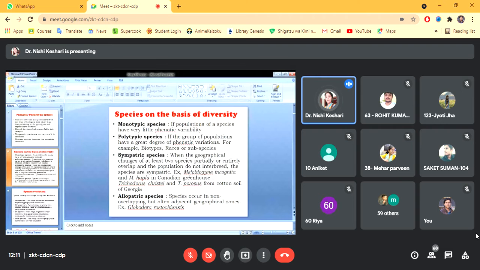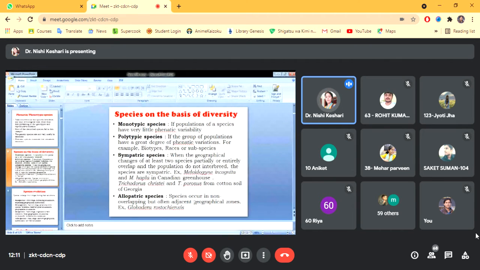At that point, both nematodes are found, like Meloidogyne incognita and Meloidogyne hapla in a Canadian greenhouse. In the Canadian greenhouse both nematodes are found, but they don't interbreed. They have to find their own species for their further population. In Georgia also, in cotton soil, Trichodorus christiei and Trichodorus porosus are found, having the same genus but different species. They don't interbreed, but they are found in the same soil, so they are called sympatric species.